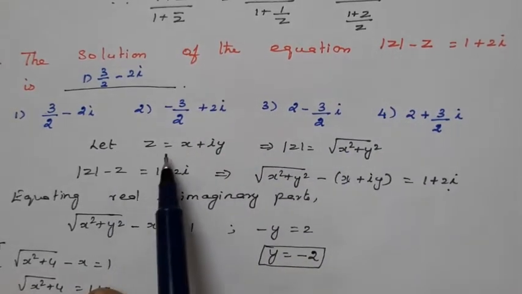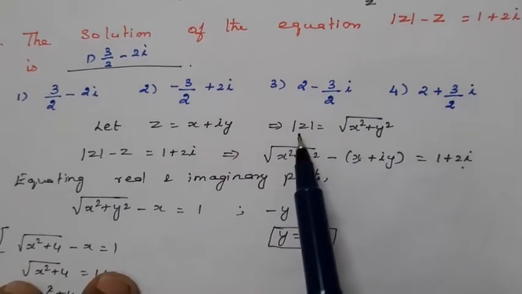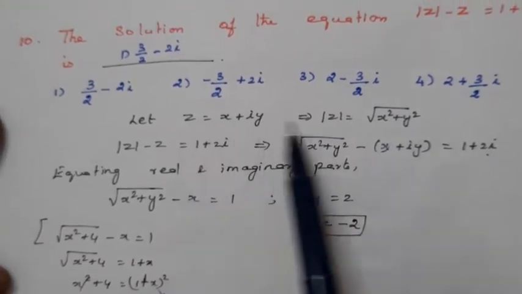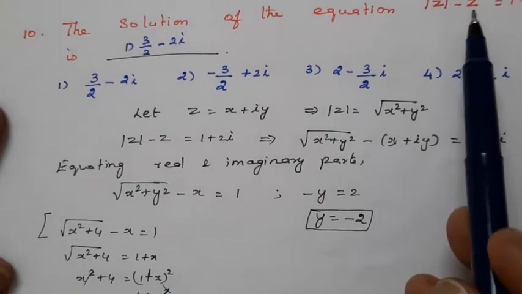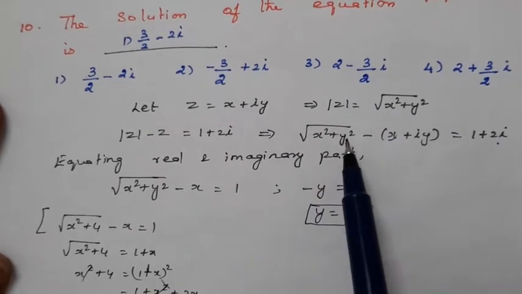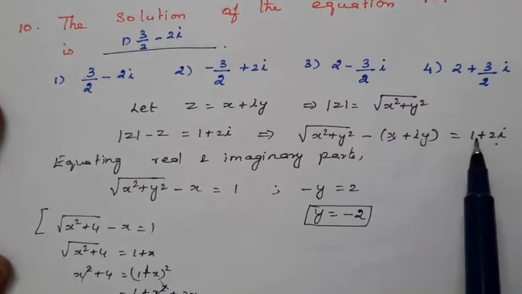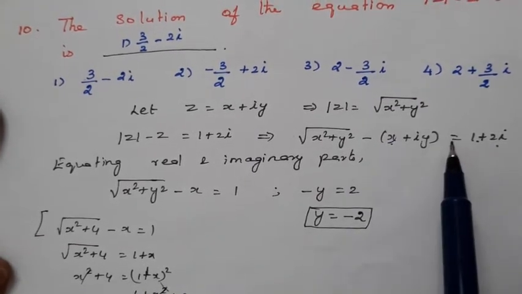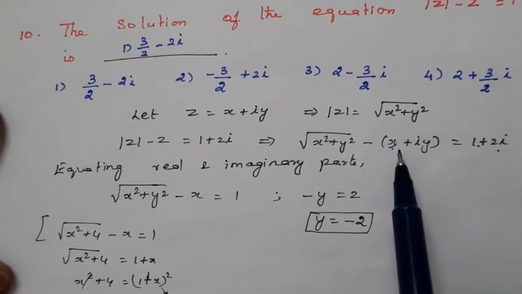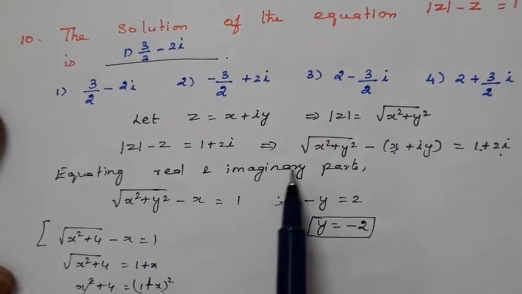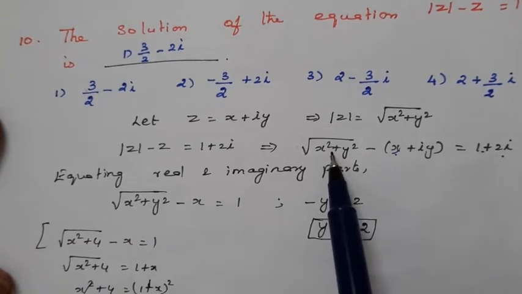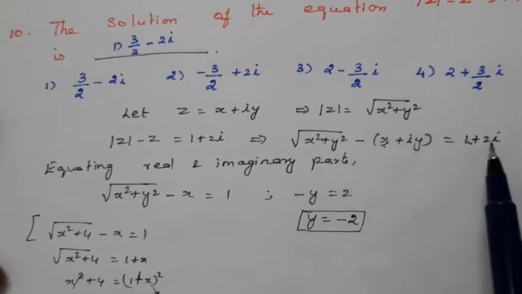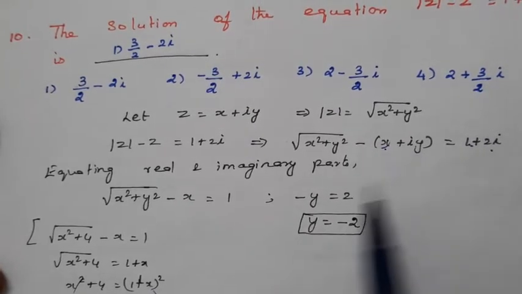Okay. So let us take z as x plus iy. So what would be modulus of z? Root of x squared plus y squared. Now replacing the z and modulus of z by these values in the given equation, we have root of x squared plus y squared minus (x plus iy) is equal to 1 plus 2i. So this is a complex number and this is a complex number, and both are equal means the real part and imaginary parts would be equal. So equating the real and imaginary parts, we have root of x squared plus y squared minus x is equal to 1 and minus iy is equal to 2i, minus y is equal to 2.